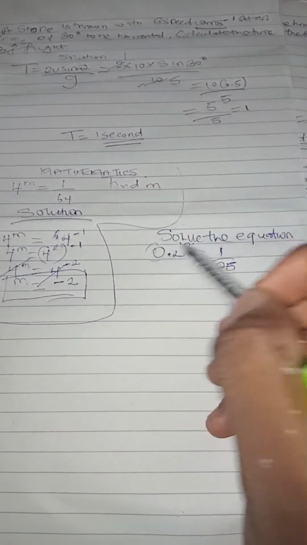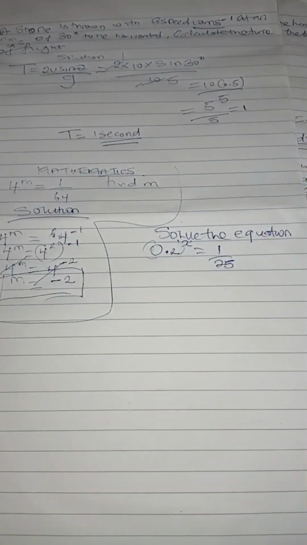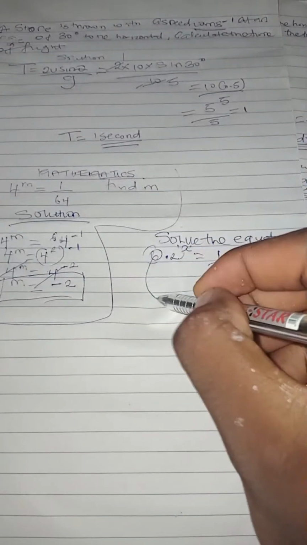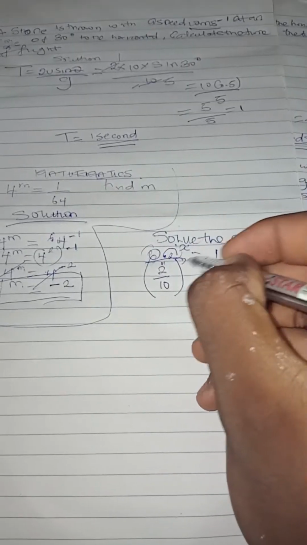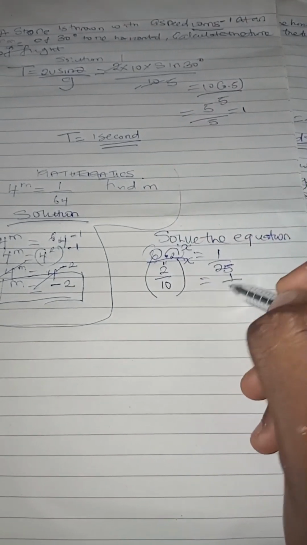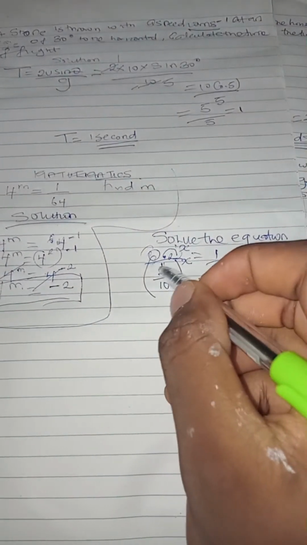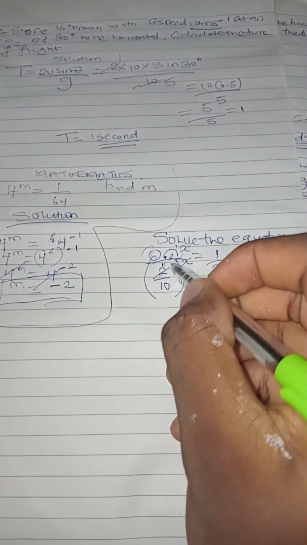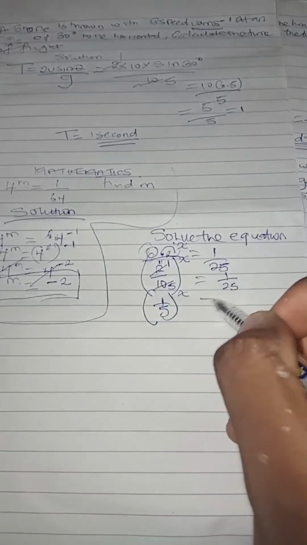Let's go. So to find the value of x in this question, we'll simplify 0.2. This is a decimal, so 0.2 is the same thing as 2 over 10. It's taking the decimal point forward once. So we have 2 over 10 to the power of x is equal to 1 over 25. 2 into 2 is 1, and 2 into 10 is 5. So we have 1 over 5 to the power of x is equal to 1 over 25.